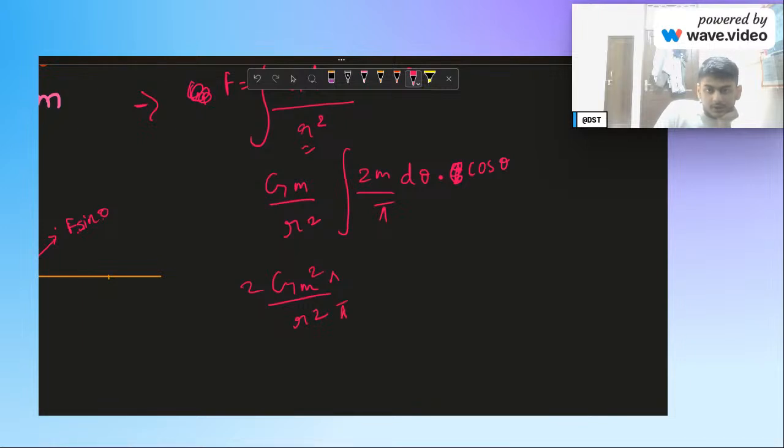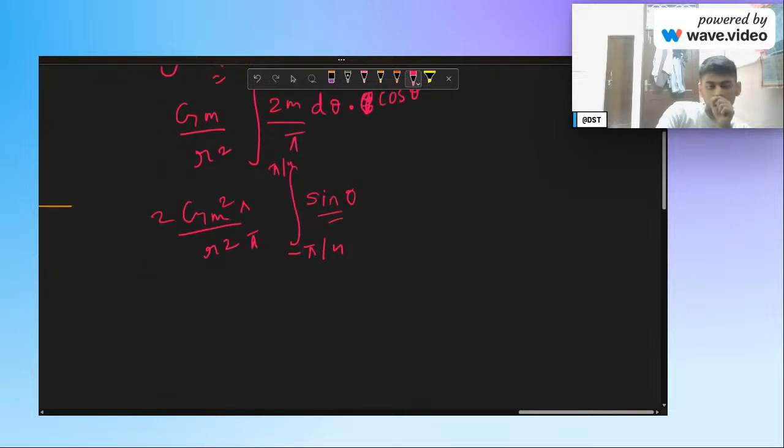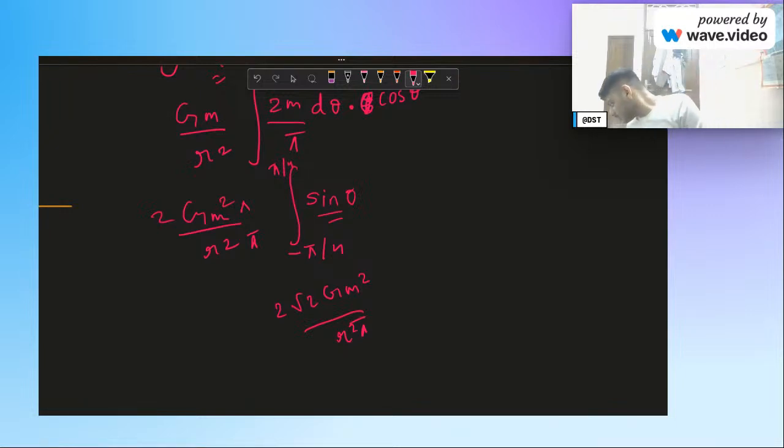The integral of cos theta will become sin theta, and we will apply limits from minus pi by 4 to plus pi by 4. This will give us 1 by root 2 plus 1 by root 2, finally root 2. So the force is 2 root 2 G m square by r square into pi. Yes, that is how we do it.